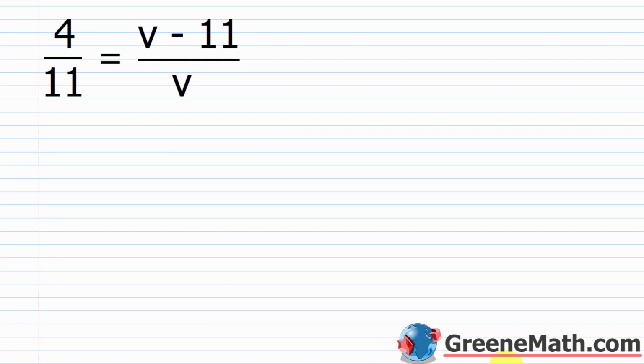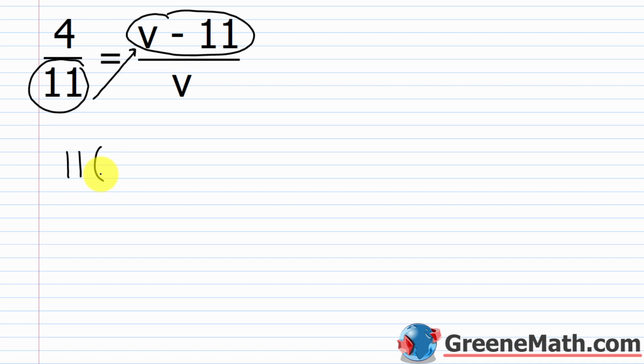All right, let's take a look at another one now. So we have 4 over 11 is equal to v minus 11 over v. So again, I'm going to cross multiply and set up an equation. So I'm going to have this 11 here. I'm going to multiply by this quantity here, which is v minus 11. So 11 times the quantity v minus 11. Remember to use parentheses here. I'm going to set this equal to, I have this v over here times this 4 over here. So v times 4 is just 4v.